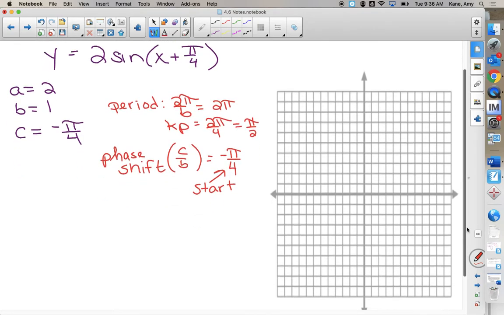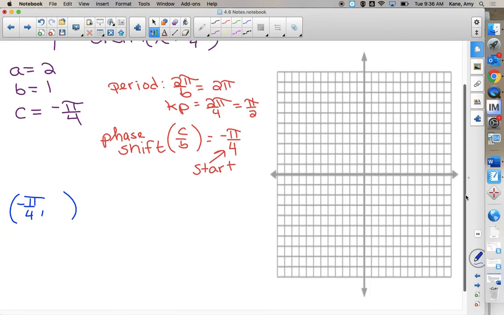So going back, thinking about graphing sine, negative pi over 4 would be the first x value, or the first angle. Does anybody remember how you get to the next one? Garrett? Yeah, perfect. We're going to add pi over 2, which is really 2 pi over 4. So Garrett, the next angle would be?